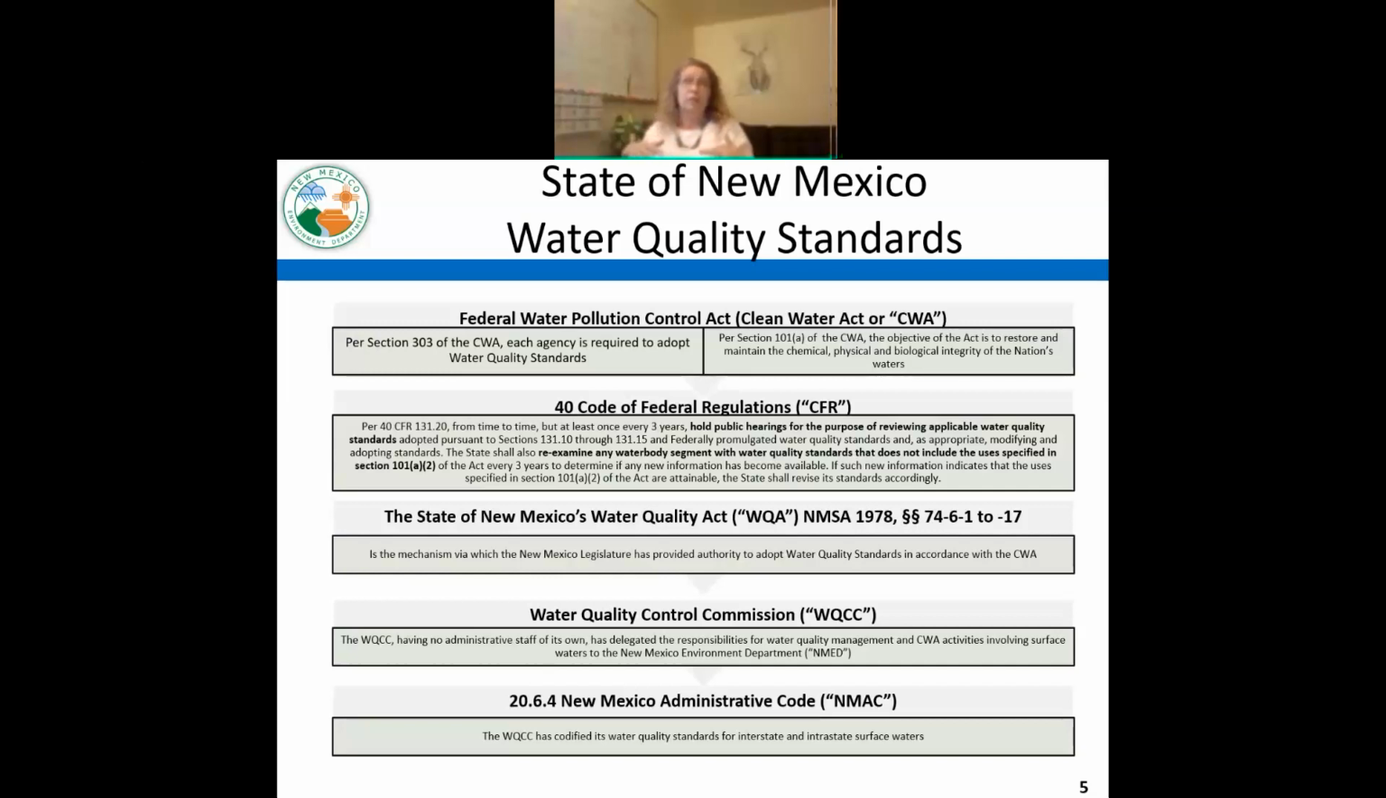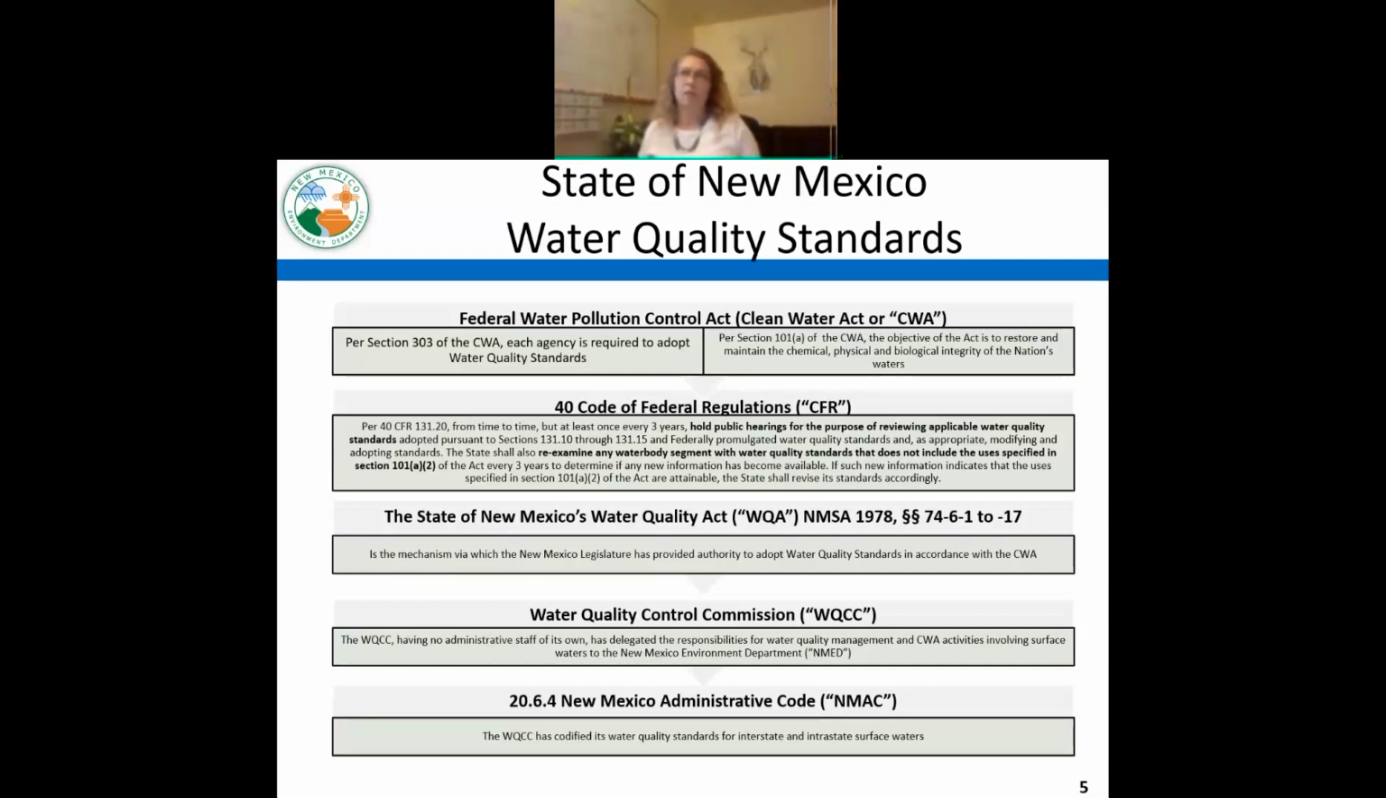Overarching is the Federal Clean Water Act. The Clean Water Act requires a state to adopt water quality standards with the objective to restore and maintain the chemical, physical, and biological integrity of the nation's waters. The Clean Water Act is implemented through federal regulation.